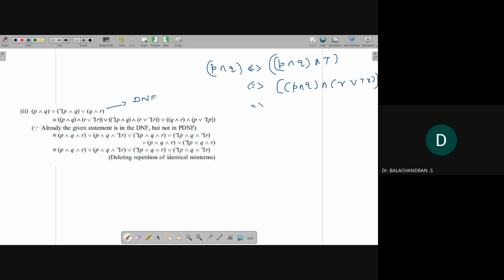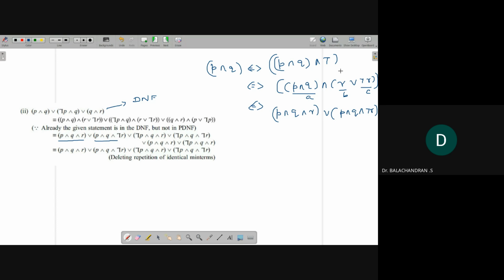So this one you should always keep as A, this one B, this one C. So P and Q and R, or P and Q and negation R. So you'll get the first two elements; you can check it. Similarly, it will take negation Q and Q.